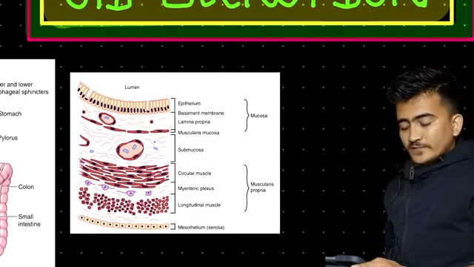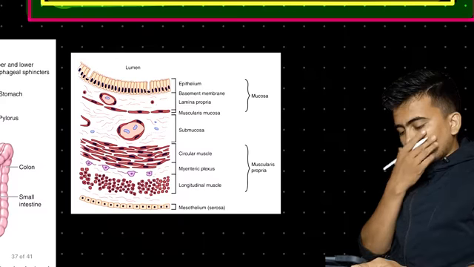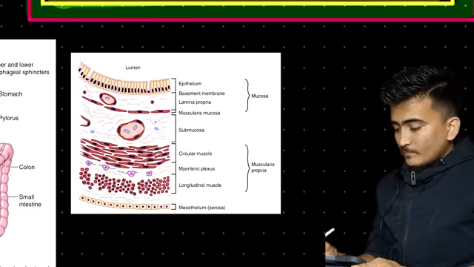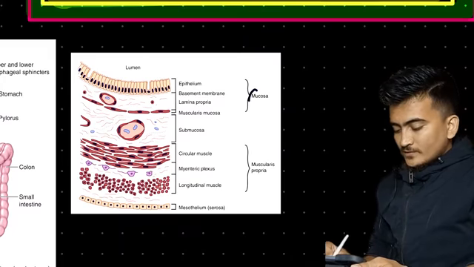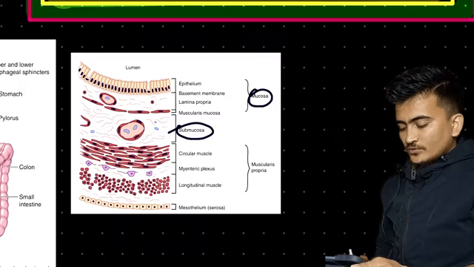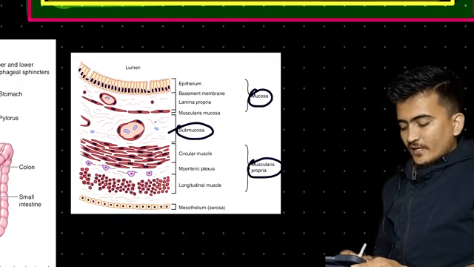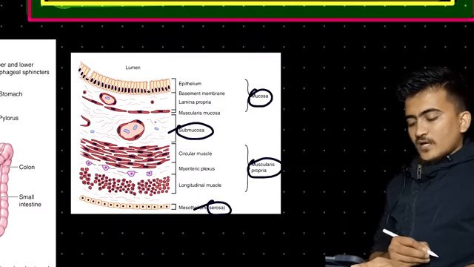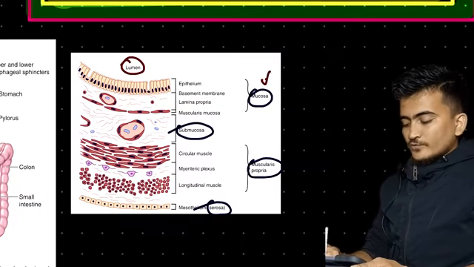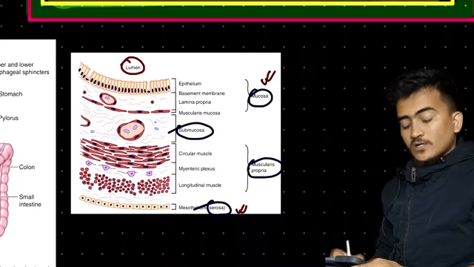Talking about the different layers, there are four main layers. You can see them: one is mucosa, one is submucosa, another is muscularis propria, and last is serosa. This is our lumen. The innermost one is our mucosa, and the outermost is our serosa.